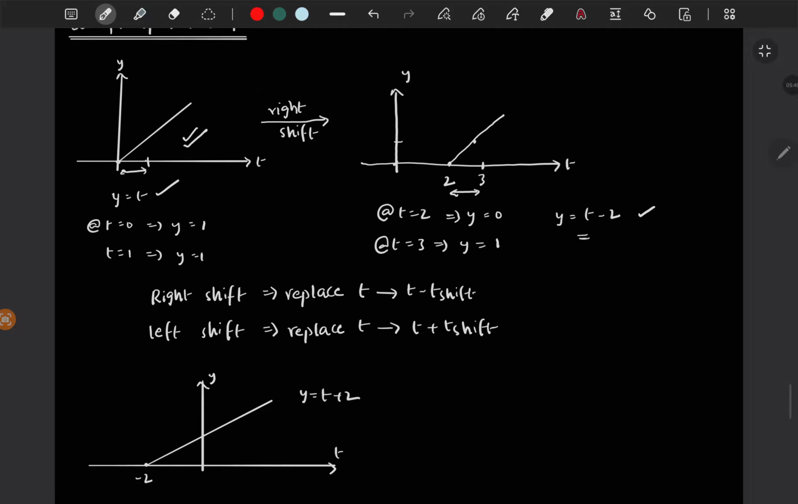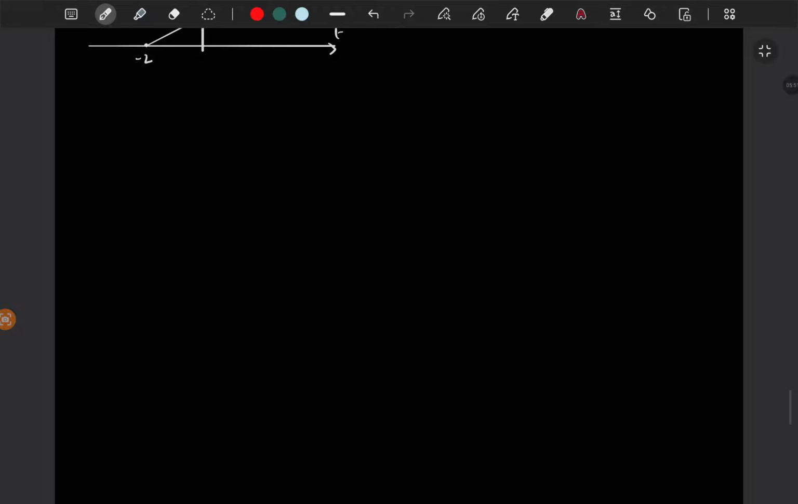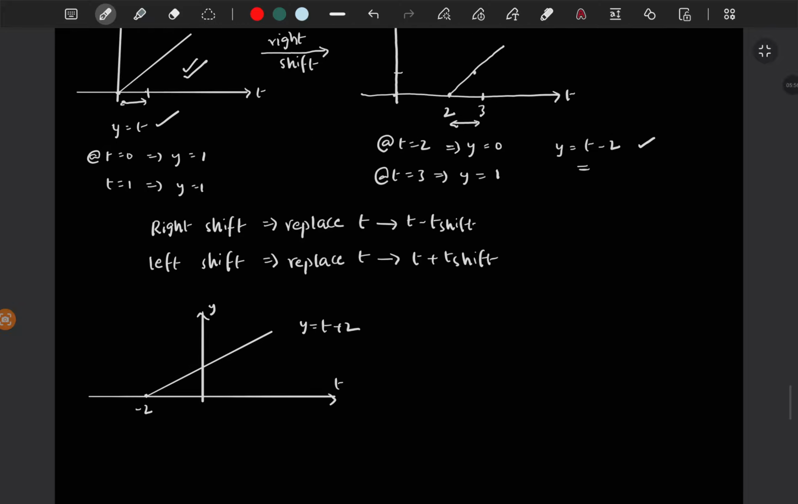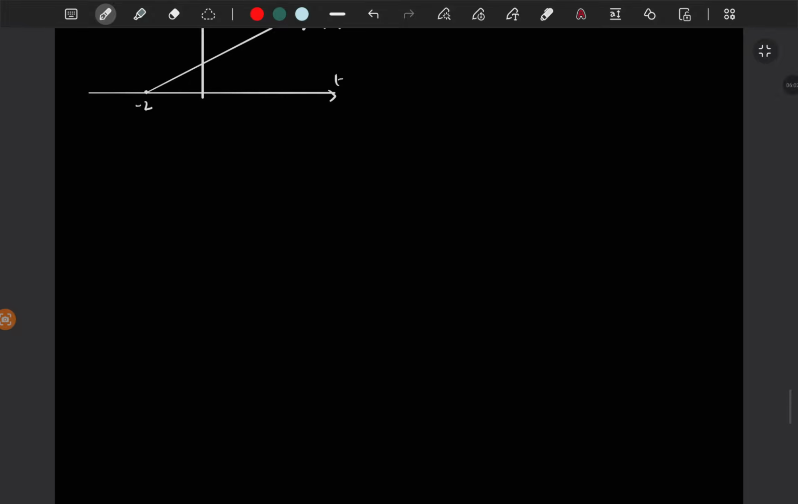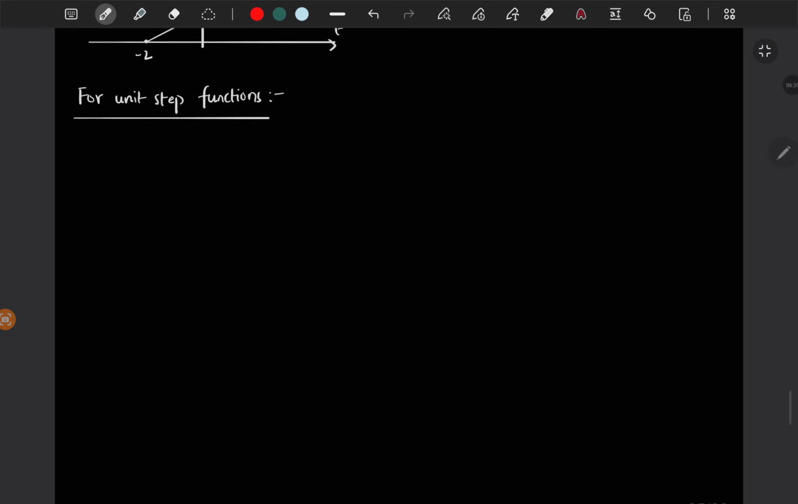So this is as simple as this, but we are dealing with mostly unit step functions and ramp functions, right? So this is a ramp function. If you look at the unit step function, then how do we write the mathematical expression? So for unit step functions, this is u of t, right?